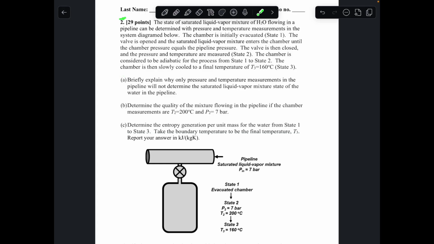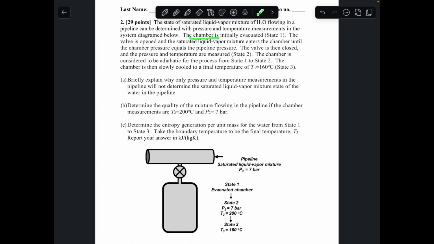So this problem statement is a little bit long and wordy, so I'll kind of talk through it as I talk about what's going on with the system below. So let's just jump into it. It tells us here that the state of saturated liquid vapor mixture of water flowing in a pipeline can be determined with pressure and temperature measurements in the system diagrams below.